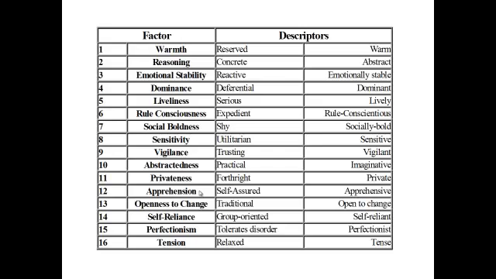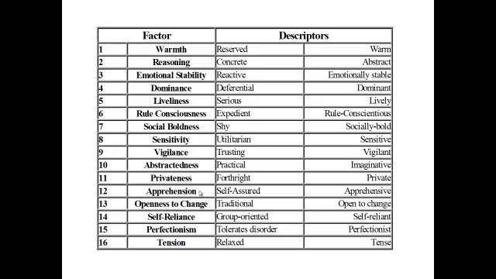So you could be on the one end being reserved, or on the other end being warm for factor 1. For factor 2, you can be on the one end a concrete reasoner versus an abstract reasoner, and anywhere in between. And again, your responses to these would essentially identify where you are on each of these 16 factors. Bottom line is, Cattell's research identified 16 pretty much unique factors of personality.